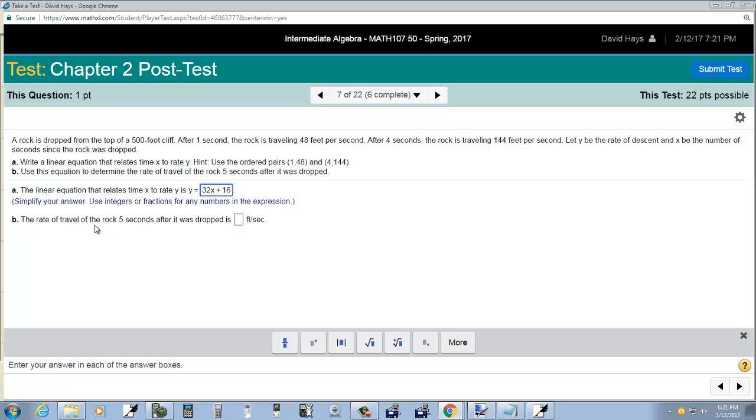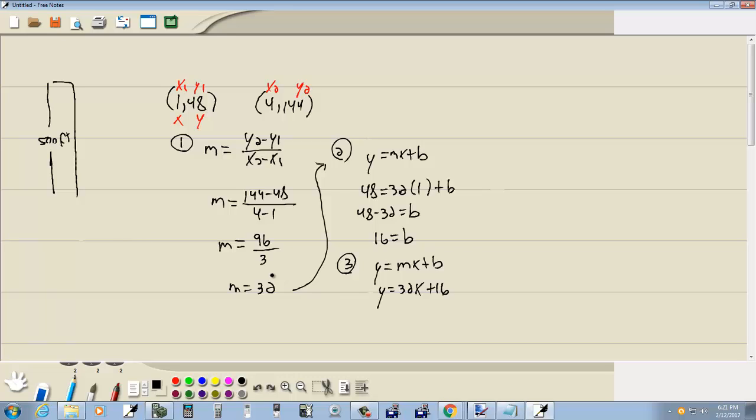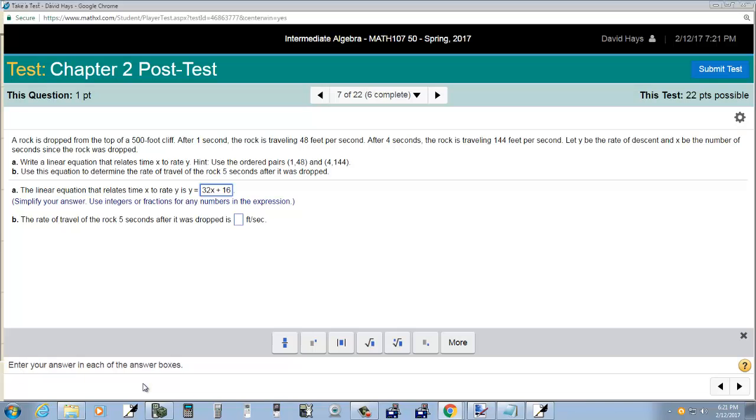Now here, the rate of travel of the rock 5 seconds after it's dropped. What is y? Y is feet per second. So it looks like we just plug 5 in for x. So we got y is equal to 32 times 5 plus 16. And that's going to give us 160 plus 16. And that's going to give us 176. So it'll be 176 feet per second.